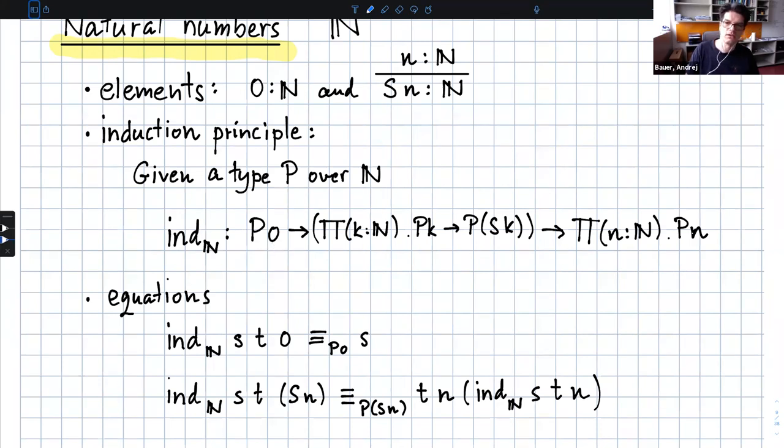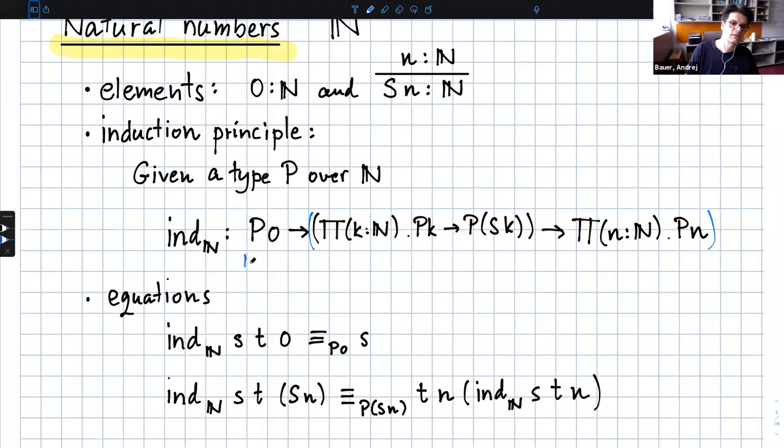And by the way, when you see several arrows, they associate to the right. So what does it say? It's a function space. It's a function which takes an element in P of 0, and then it takes an element of this. What is this? Well, this is the induction step. It's a function which for any k transforms P of k to P of the successor of k.